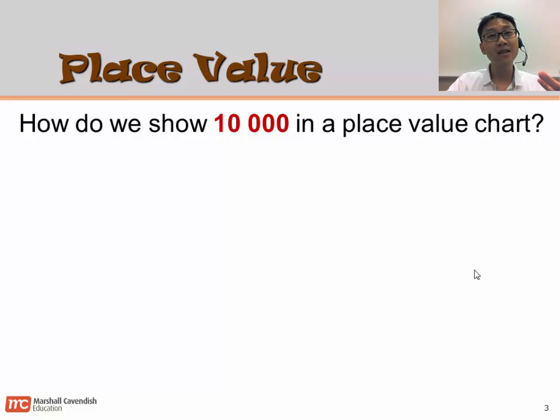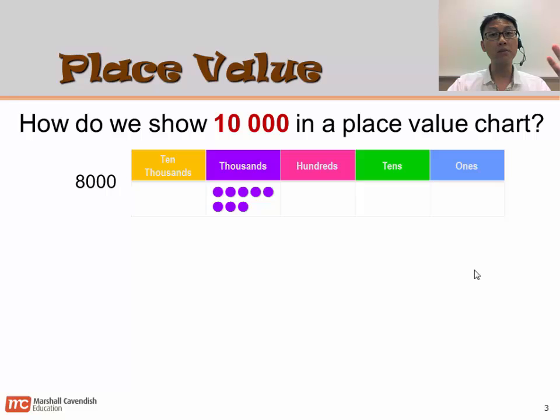How do we show 10,000 in a place value chart? So if I have 8,000, and if you look at a place value chart, now if you recall from your primary 3 work, you should remember that this is the ones place. We start off with the ones place, move up to the tens place, hundreds place, and then the thousands place. Then when we add on one more place, that will be the 10,000s place. So this year you're going to learn about the 10,000s place.